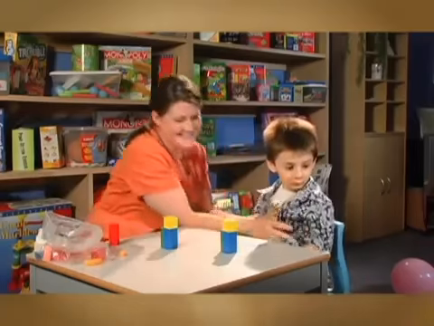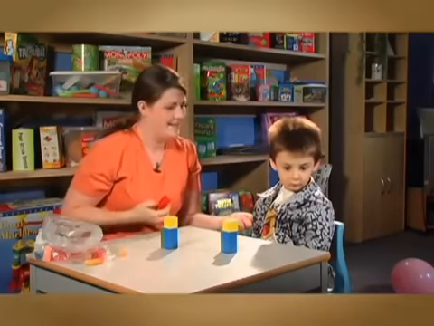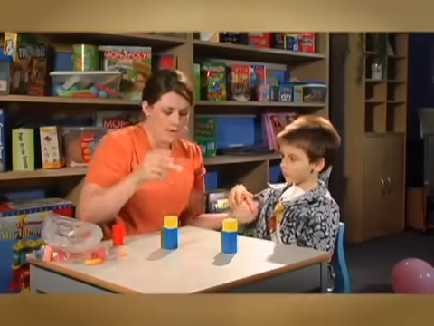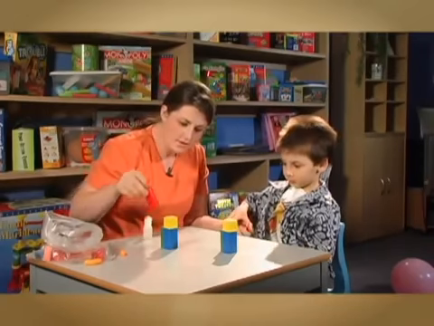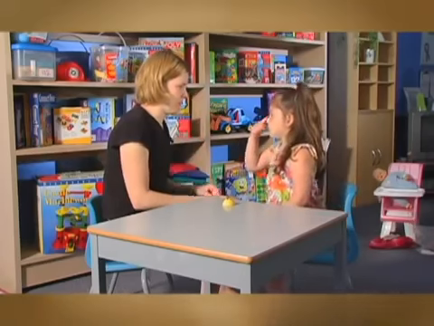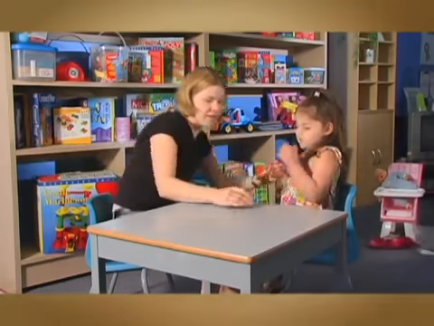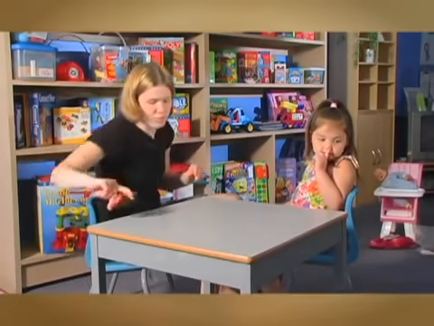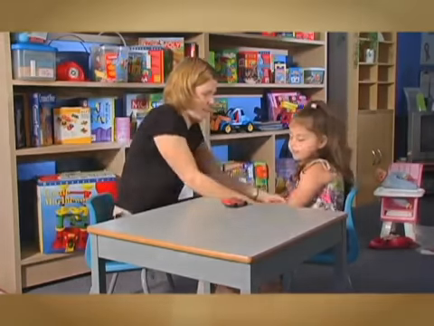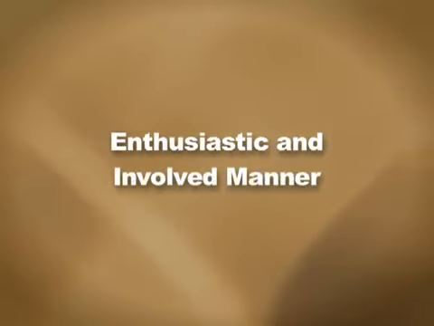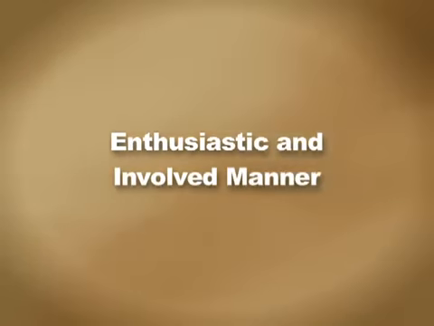If you are excited and enthusiastic when delivering the reward, the child will enjoy the reinforcement more, and that will lead to better learning. Lastly, reinforcement should be varied. If the same stale rewards are used all the time, they will lose their effectiveness. Remember, effective reinforcement is best achieved if given immediately after a correct response by the child, given in an enthusiastic and involved manner, and if the reward is varied.